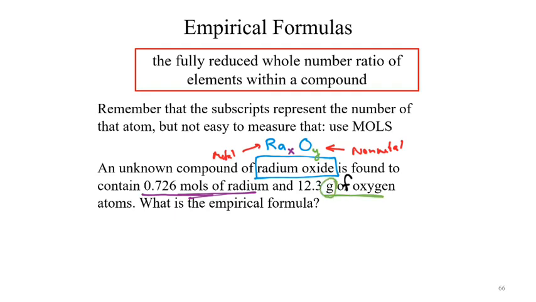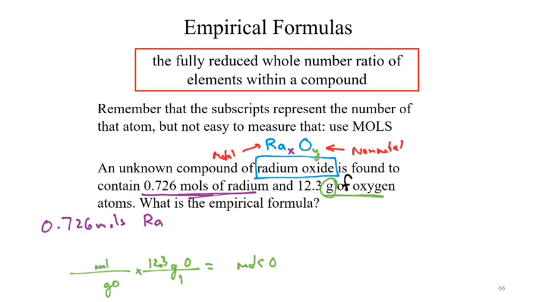So the very first thing that I'm going to go through and do is organize some of this. I have 0.726 moles of radium. I need the moles of oxygen. How do I get moles of oxygen? Well, what given information do I have? I know I have grams of oxygen, 12.3 grams of oxygen. I need the grams of oxygen to become moles of oxygen.